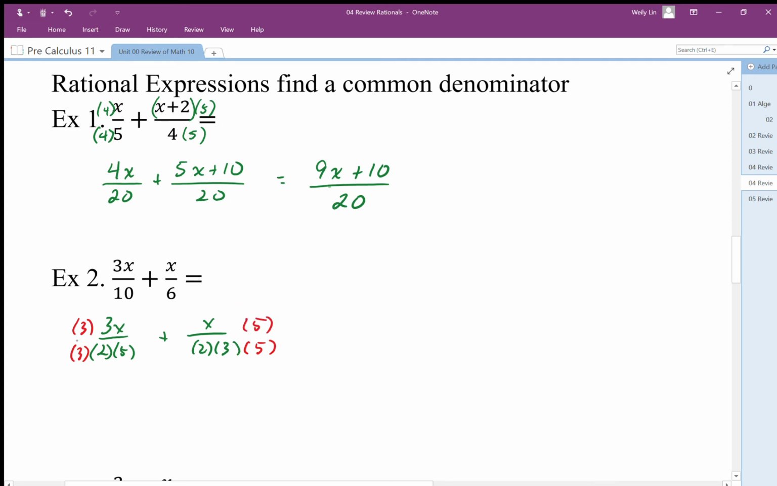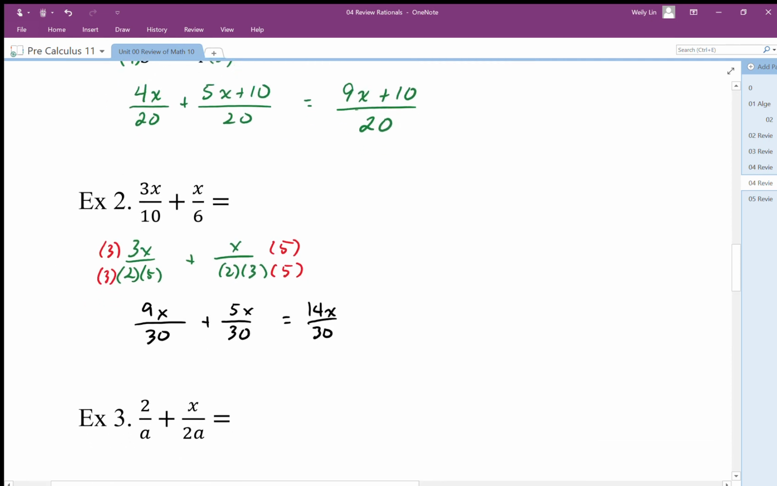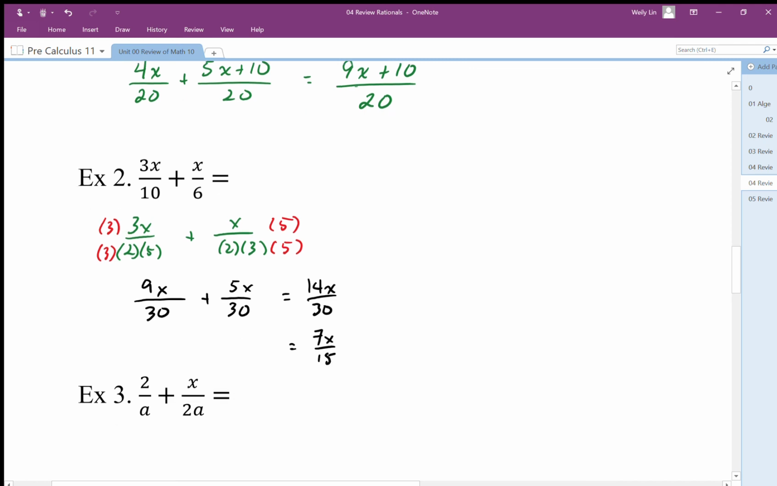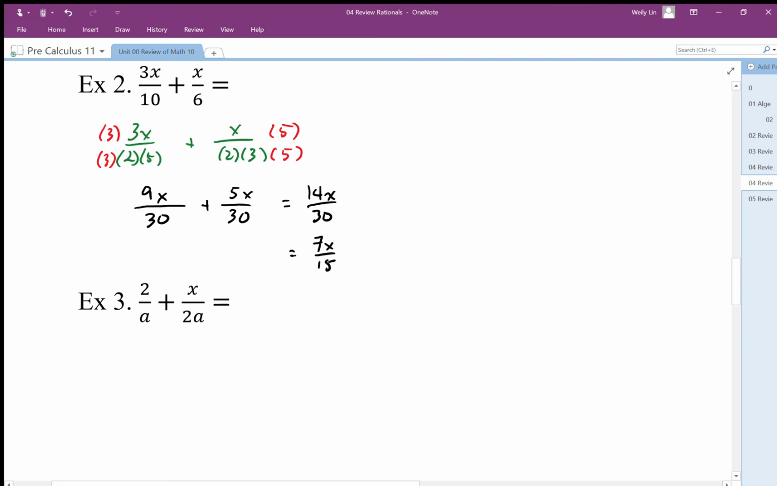I need to make sure I do top and bottom to balance the fraction. And then now, with the common denominator of 30, I can now add those fractions together. Okay, and this one here just happens I can simplify this fraction to 7x over 15. Okay, so here, because the denominators are variables, now it starts getting a little bit more complicated.